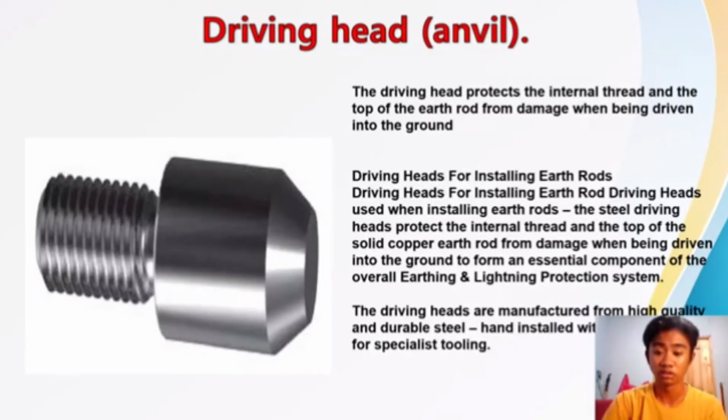The steel driving heads protect the internal thread on the top of the solid copper earth rod from damage when being driven into the ground, to form an essential component of the overall earthing and lightning protection system. The driving heads are manufactured from high quality and durable steel, hand installed without a requirement for specialist tooling.